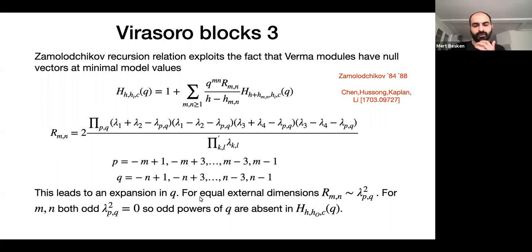So for equal external dimensions, where this lambda one will be equal to lambda two and lambda three will be equal to lambda four, this lambda PQ becomes bare and R_MN becomes proportional to lambda PQ squared. So for both M and N both odd, because of this range, lambda PQ squared will assume the value of zero. So that means all odd powers of q will be absent in this h function.